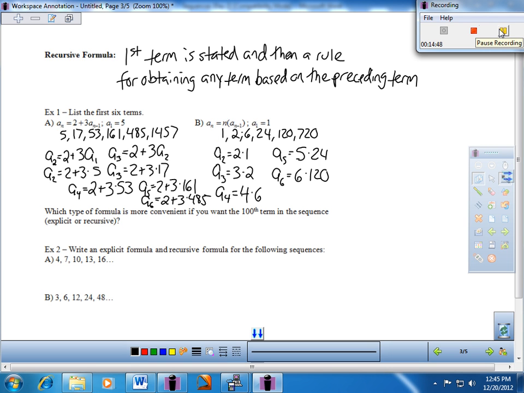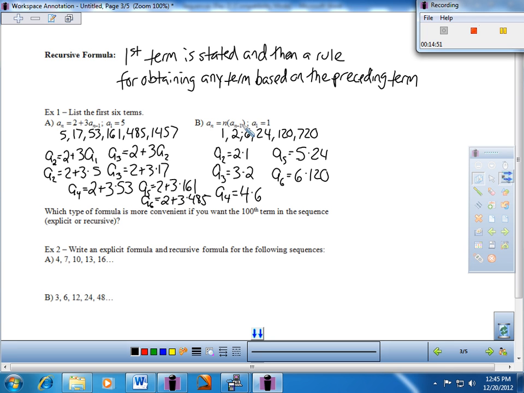So pretty neat. This formula right here gave us our factorials. All right, good. So again, if I give you the formula itself, you're able to tell me the pattern of numbers. Now here's an interesting question. Which type of formula is more convenient if you want the 100th term in the sequence? So explicit or recursive? What do you think there?